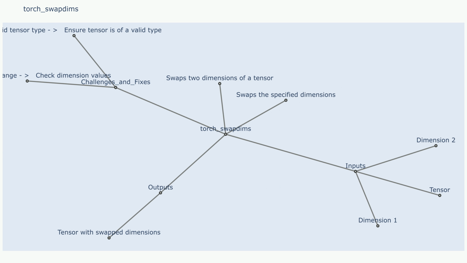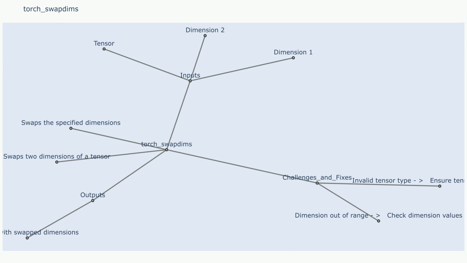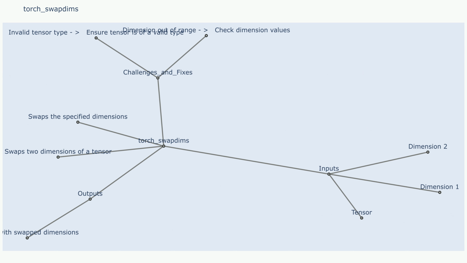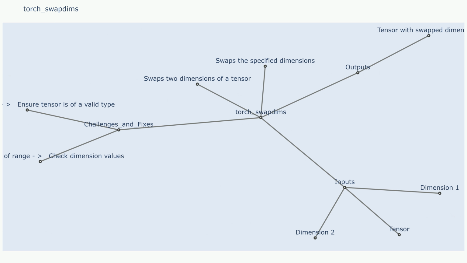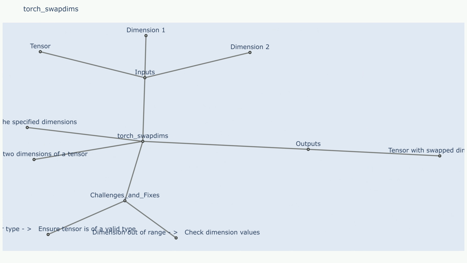Challenges and fixes. Challenge 1: dim1 or dim2 is out of range of the tensor's dimensions. Sample use case that resulted in challenge 1: trying to swap dimensions 3 and 5 in a tensor with only 4 dimensions. Fixes to challenge 1: ensure that dim1 and dim2 are valid indices within the tensor's dimensions. Challenge 2: dim1 and dim2 are the same. Sample use case that resulted in challenge 2: trying to swap dimension 2 with itself. Fixes to challenge 2: specify 2 distinct dimensions to swap.